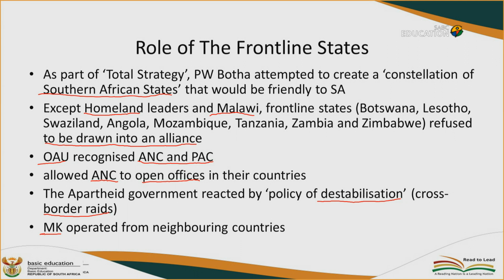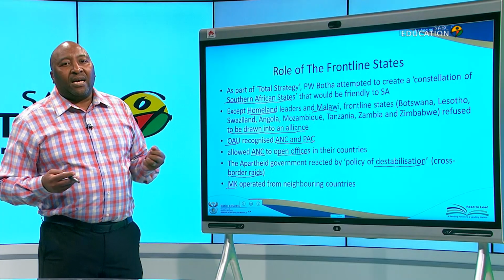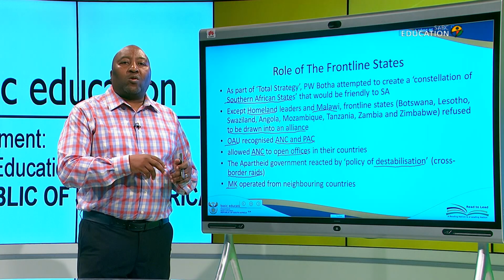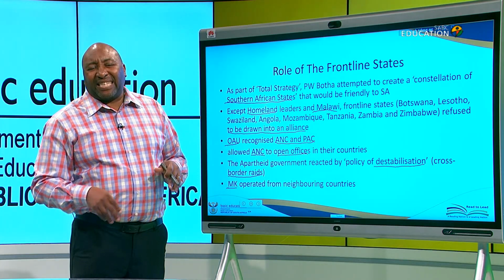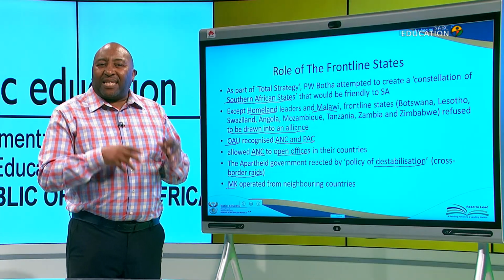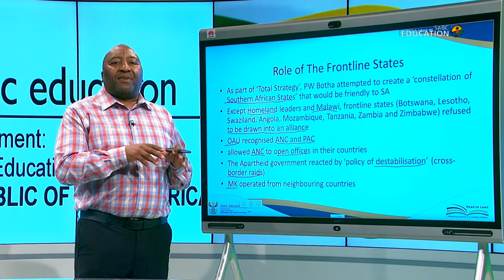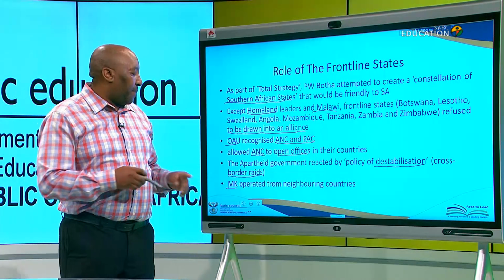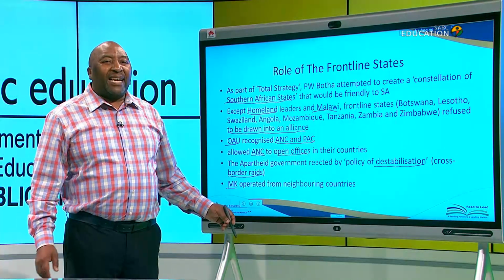They organized themselves by being assisted by countries such as Mozambique, Tanzania, Zambia, and Angola. That is an indication that these frontline states were also totally against the apartheid system. They could no longer befriend this apartheid government. They also wanted apartheid to be eradicated.